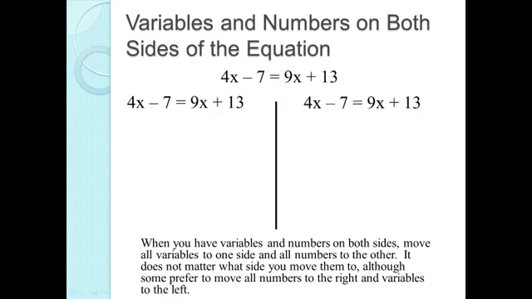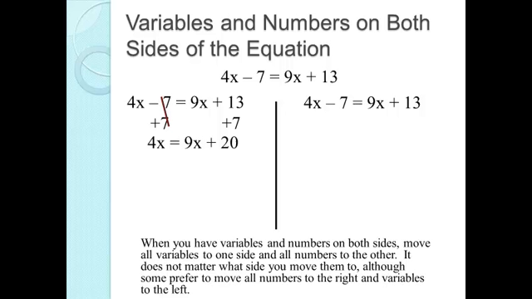The first way to solve the equation is by moving all numbers to the right-hand side. This way is my preference. The first thing I would need to do is move negative 7 to the right-hand side by adding positive 7 to both sides. Negative 7 and positive 7 will cancel, and 13 plus 7 will leave us with 20 on the right-hand side. We can rewrite our entire equation as 4x equals 9x plus 20.